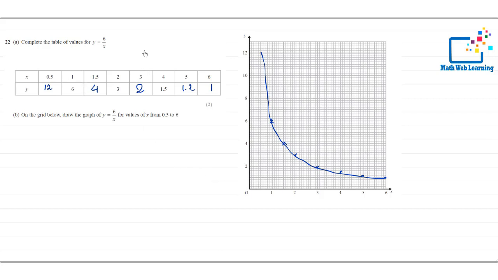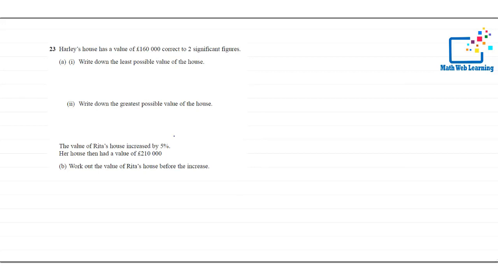Next question is question 23. Question 23 is on lower bound and upper bound, and it's also on percentage calculations. In order for me to work out the least possible value, which is the lower bound, and the greatest possible value, that is the upper bound, use a number line. It does help a lot. So mark your 160,000 here. I'm going to leave the unit, the pound, out.